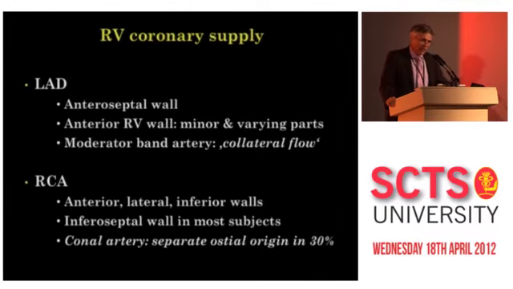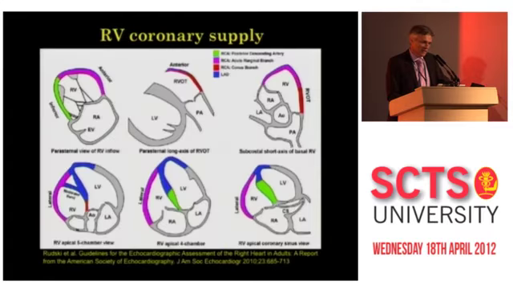On the other hand, the right coronary artery is supplying all other parts of the right ventricle. Just one little aspect, the conus artery may have a separate origin in approximately 30% of subjects, so a patient with a proximal right coronary occlusion but a separate conus origin may have a normal contraction of the outflow tract in this situation. So it's not just the right coronary artery, it's primarily.